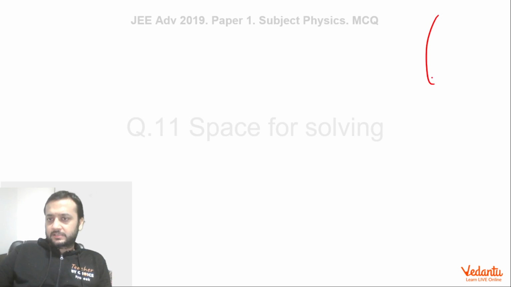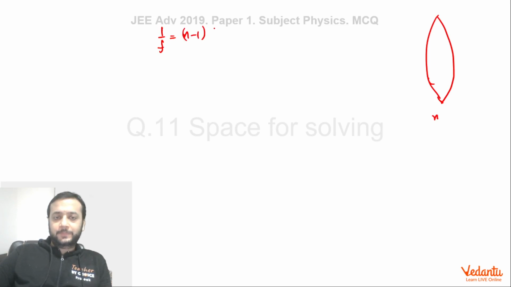So basically, this is our lens, right? First, if it is made up of uniform refractive index n, in that case we can say that 1 by f will come out to be n minus 1 into 1 by r1 minus 1 by r2, which is 1 by r plus 1 by r, since r2 is negative, so we will get 2 by r, correct?